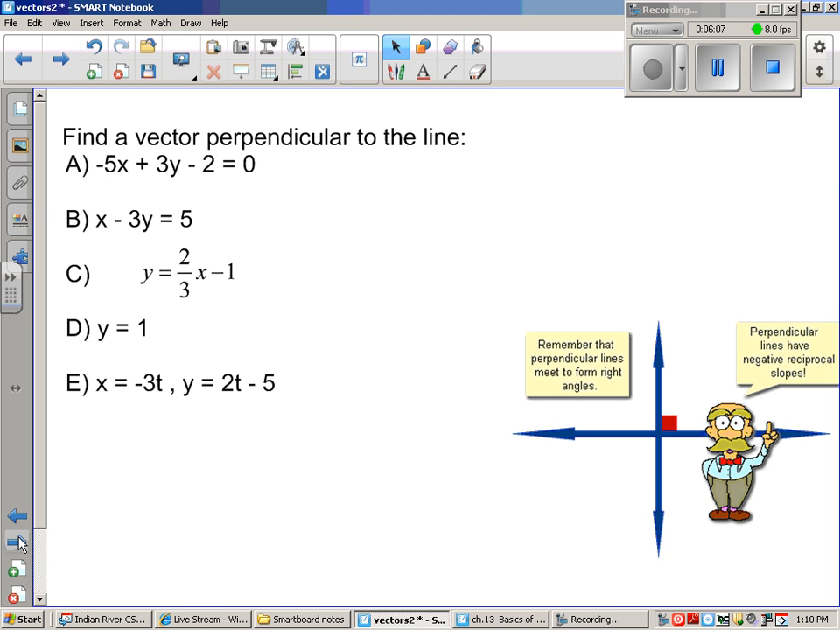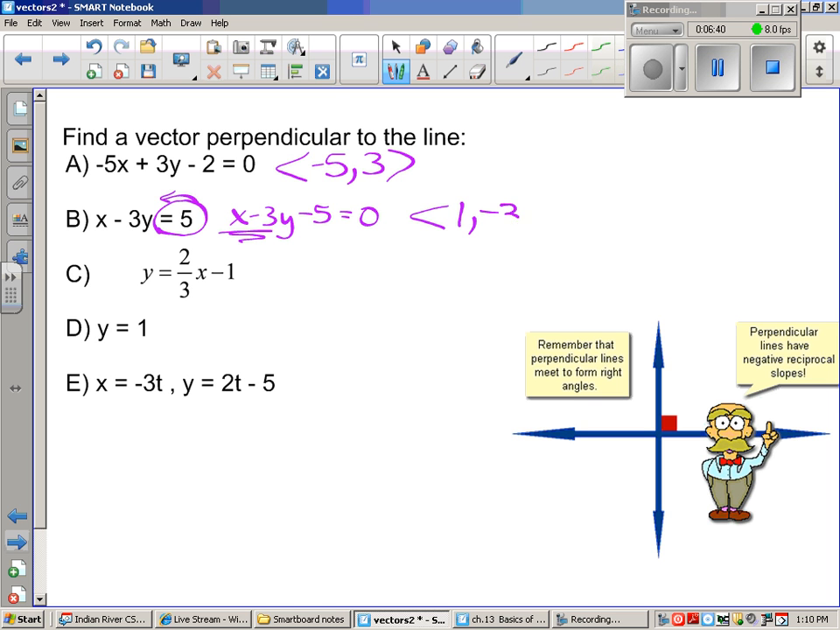Okay. Now let's do a whole host of examples. It says find a vector perpendicular to the line. When we want a perpendicular vector, if it's in the general form like you see here in A, it's very simple. You just write that down. You've got negative 5 for the x, you've got 3, that's the perpendicular vector. So let's look at the next one. It really didn't matter that in this case the 5 is on this side. We could move it to the other side, but it has no effect on the vector itself. There's my perpendicular vector.